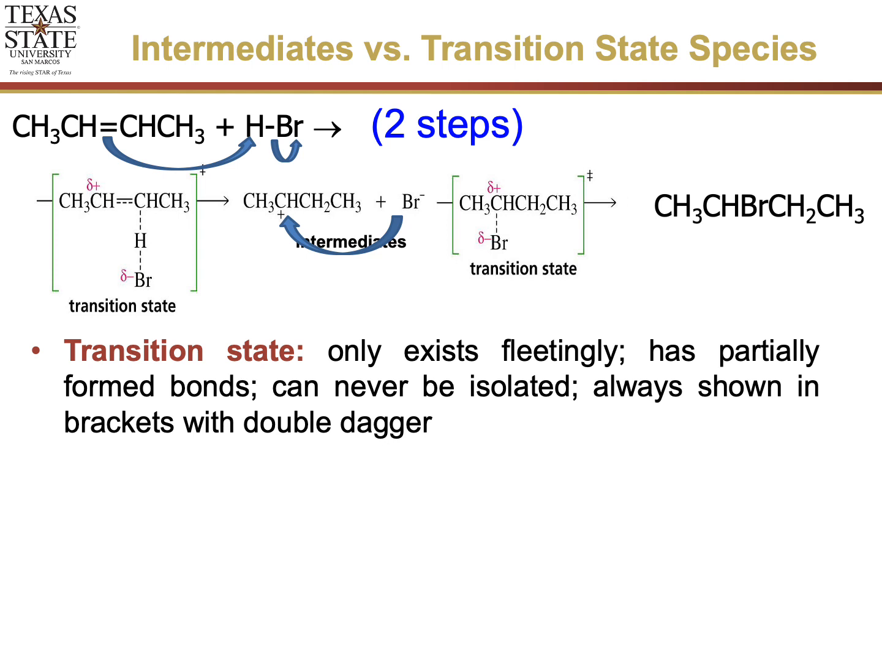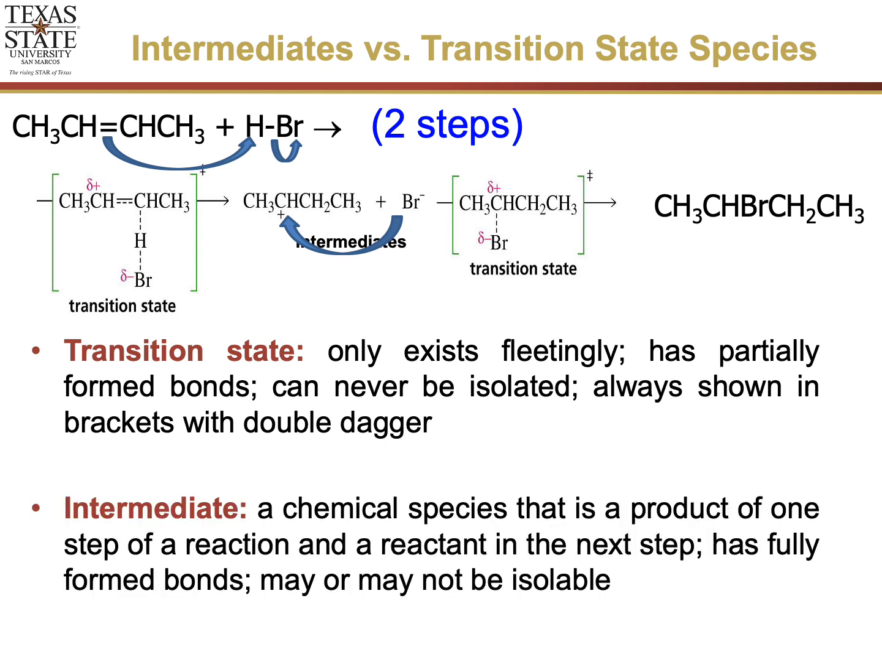Okay, so this transition state is literally almost imaginary in the fact that these are partially formed and partially broken. They can never be isolated and are always shown in brackets with that double dagger to indicate it's a transition state. Okay, the intermediate is the chemical species of the reaction that can be isolated or can be measured spectroscopically. For example, we can see that carbocation happened.